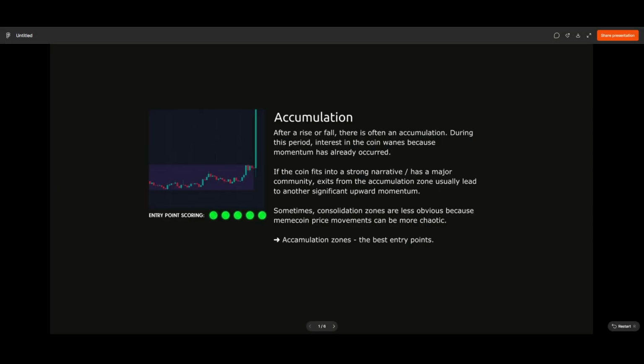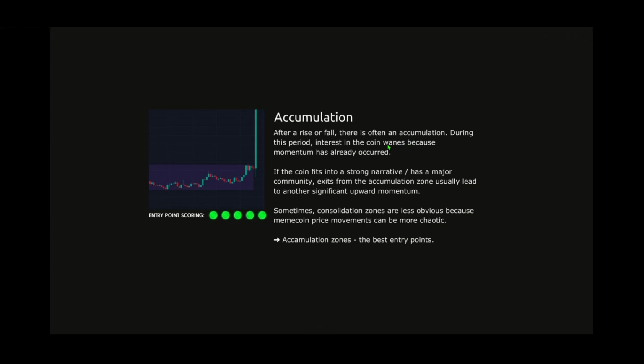The first one is the accumulation phase, which is basically after a huge spike or a huge drop in the price. Usually the price will stagnate or move sideways for a while. This is accumulation. This is when a lot of investors actually lost interest and only the strong community stays within the coin. So therefore it has the time to just accumulate sideways, right?